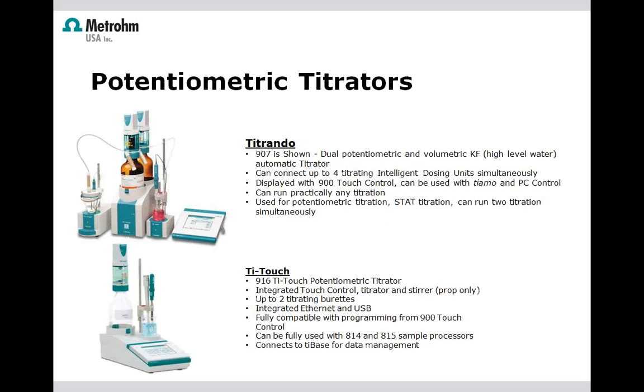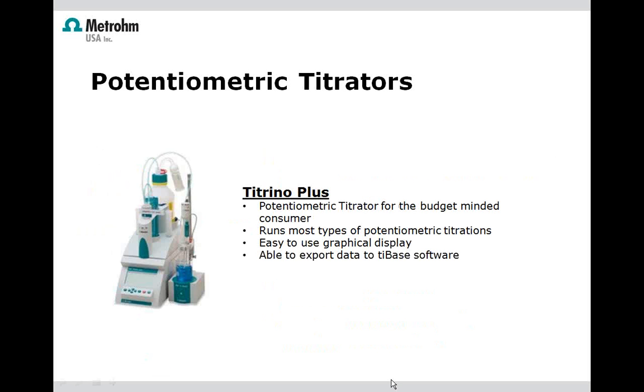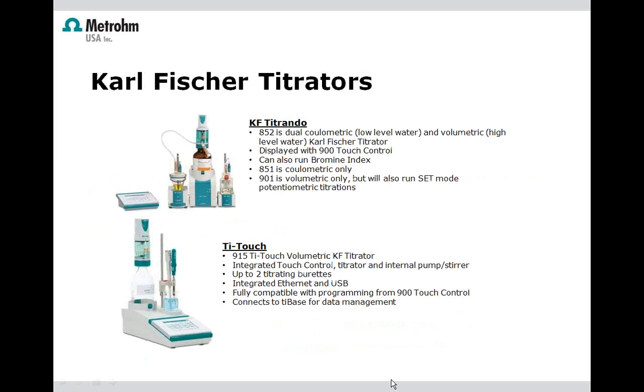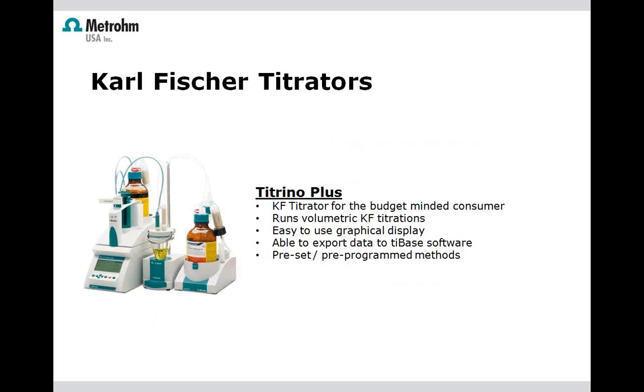Just real quick, I want to look at a couple more products. I'm not going to go through each one of these slides in a lot of detail. We have our potentiometric titrator line: our Titrandos and our T-touches, as well as our Titrino Plus, which are entry level. We have some Karl Fischer titrators, including the KF Titrando. It can do both coulometric and volumetric Karl Fischer titrations, so you have a full range from very low ppm up to 100% water available to be analyzed with one single unit. We also have the T-touch in a Karl Fischer mode as well.